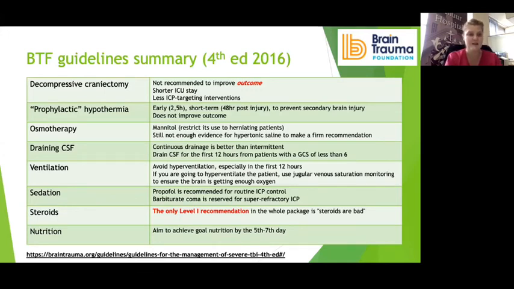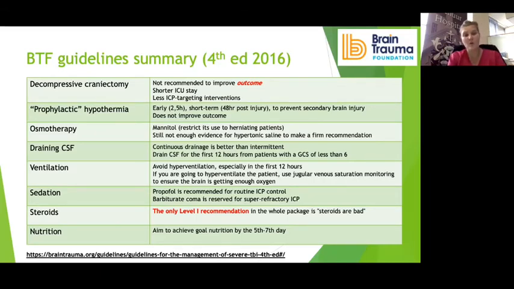We don't use hyperventilation for that. Sedation strategy: propofol is still routinely recommended. Just remember these are adult TBI patients. There are different Brain Trauma Foundation guidelines for the pediatric population. And we don't really routinely use barbiturate comas anymore, and they really are reserved for the super refractory ICP patients where you still think there could be a decent chance of a decent prognosis.